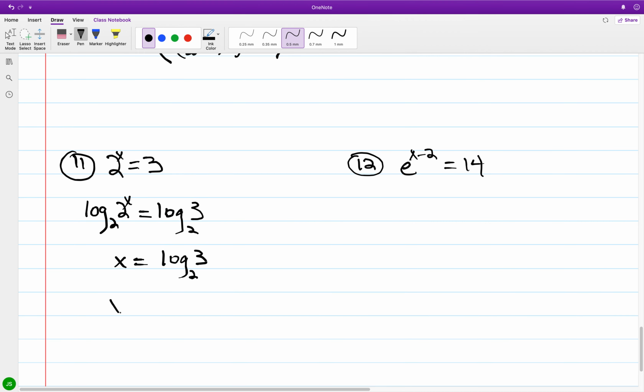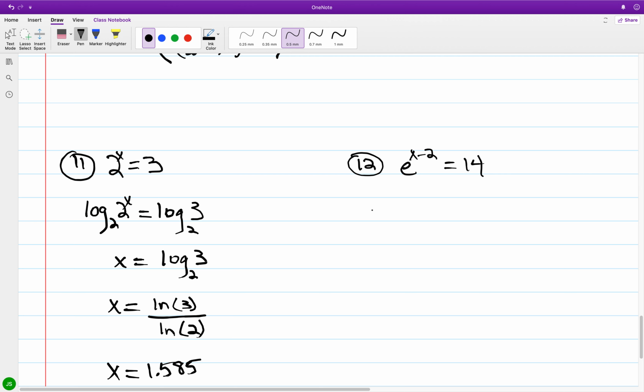I can use the change of base formula. I can say that x is going to be the natural or base 10 logarithm of 3 over the natural or base 10 logarithm of 2. And so for the result, taken to the nearest 3 decimal places, we have x at about 1.585.